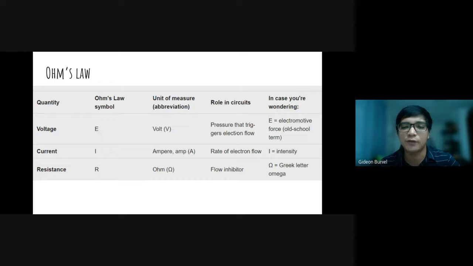Role in circuits: for voltage, pressure that triggers electron flow. For current, rate of electron flow. And resistance is the flow inhibitor. Okay? Now, in case you're wondering, E is equal to electromotive force. That's the old school term for voltage, that's why they use the letter E. The I is for intensity, that's why they use I for the current. And the symbol for resistance is actually the Greek letter omega.